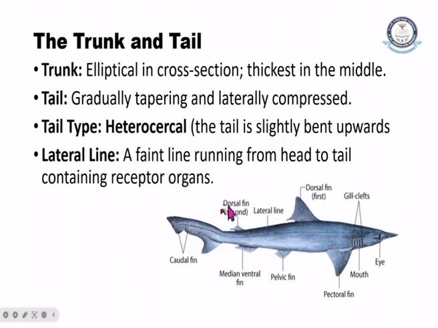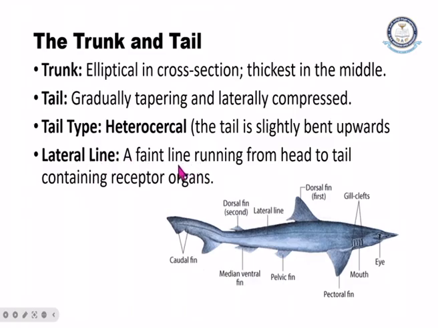Trunk elliptical: if we see the cross section of the trunk, if we cut the fish in the middle from dorsal to ventral side, then the shape of this fish will be elliptical. The cross section will be elliptical, thick in the middle, and the tail is gradually tapering and laterally compressed. Tail type is heterocercal, that is unequal lobes will be there, and lateral line system is present.